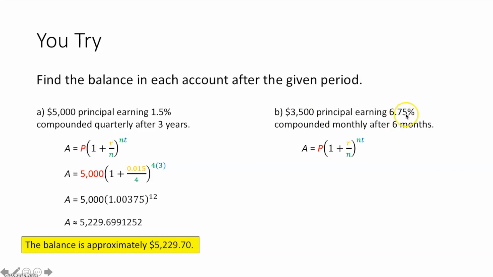Here, same thing. We take 3,500, plug it in for our P, that's our principal. We take 6.75, write that as a decimal. We divide that by 100 and we end up getting 0.0675. That goes in for R. It's compounded monthly again, so we write 12 in for our N, and it's only compounded monthly after 6 months.